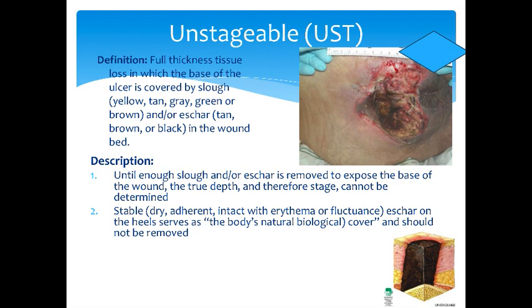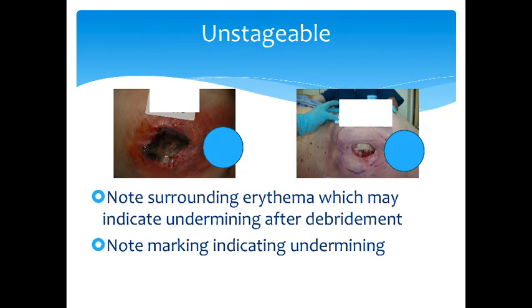But the reason that it's unstageable is when you have all of this slough covering the wound, and you can see down here in this picture, we don't know what's going on underneath that. We don't know what's happening. So again, this slough has to be removed somehow so that we can then try to heal the wound from the bottom up, okay? So these are other pictures of unstageable. Now, you can see this one.